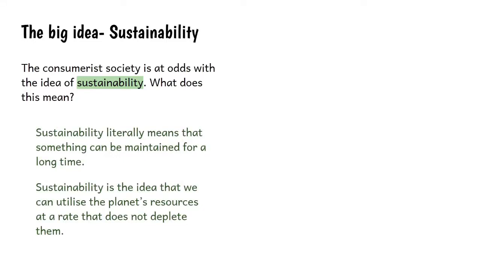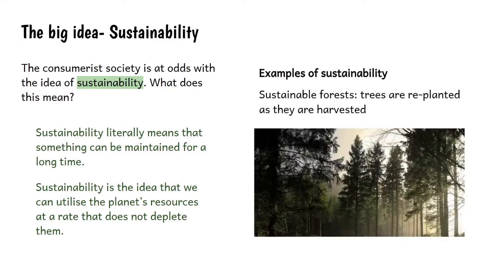But sustainability, if you opened up a dictionary and looked at it, you'd discover that it literally means that something can be maintained for a long time. In other words, something can go on and on and on. In an environmental sense, sustainability is the idea that we can make use of the planet's resources at such a rate that they don't run out, that we do not deplete them. So sustainability is this idea that we're using up the planet's resources such that we can go on and on with them.